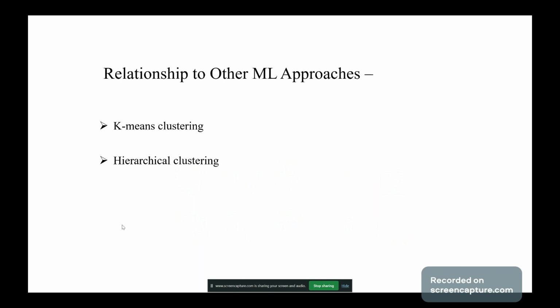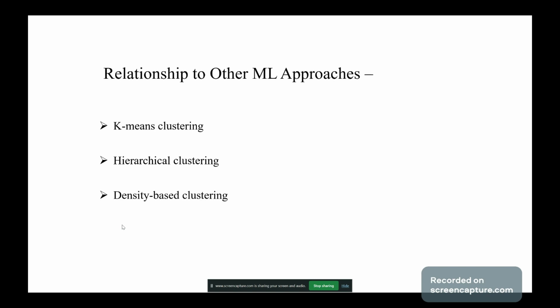Number two, hierarchical clustering. Hierarchical clustering methods build a tree-like hierarchy of clusters by recursively merging or splitting clusters based on their similarity. Unlike DBSCAN, which does not produce a hierarchical structure of clusters, hierarchical clustering can capture nested relations between clusters. However, hierarchical clustering may be less efficient for large datasets, and the choice of linkage, for example, single linkage or complete linkage, can significantly impact the resulting clusters.